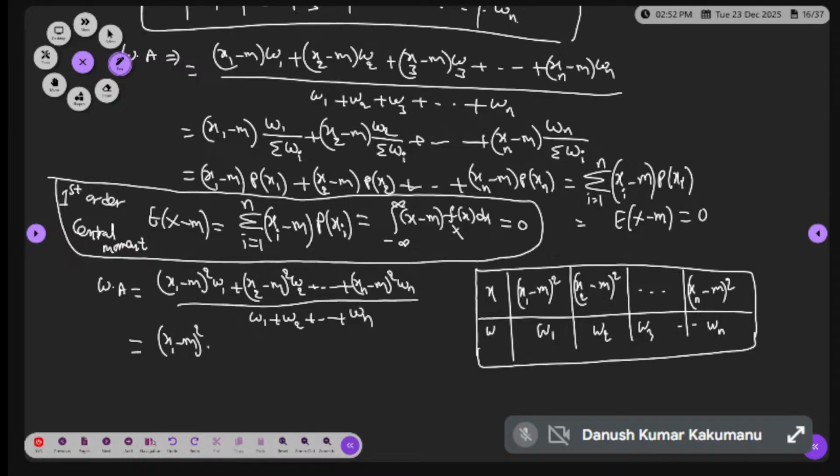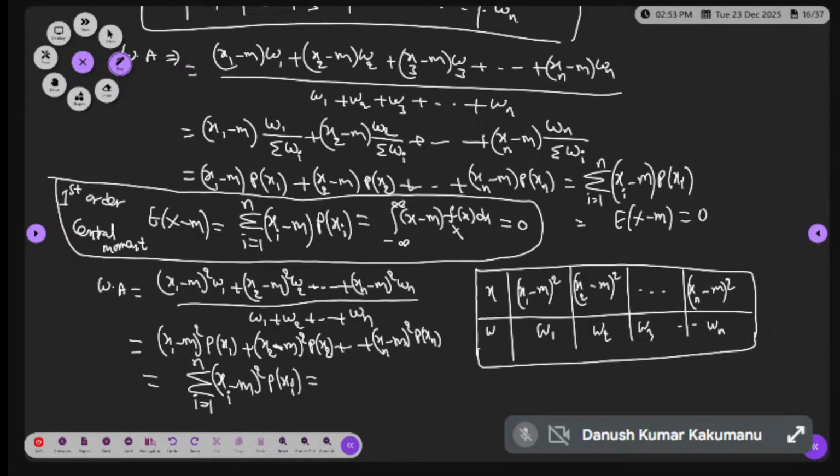Omega 1 by sigma omega is what? P of x1. x2 minus m whole squared P of x2 plus so on, xn minus m whole squared P of xn. You are all understanding? No confusion? All these terms we are writing using summation. What is the formula? Summation i equals 1 to n, xi minus m whole squared p of xi.